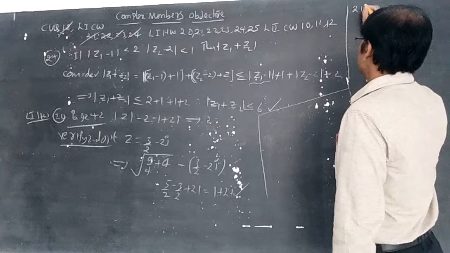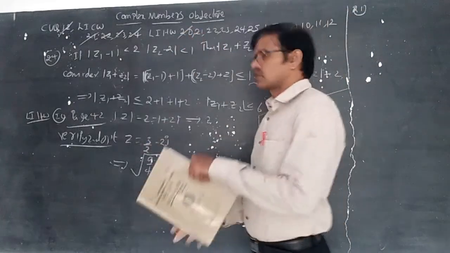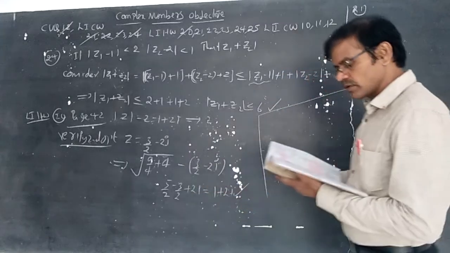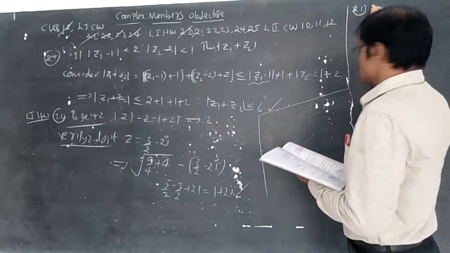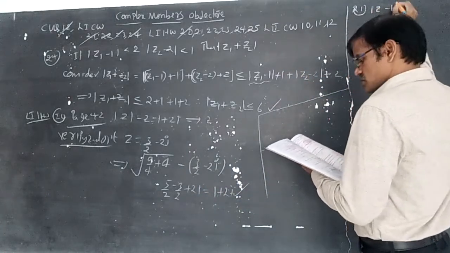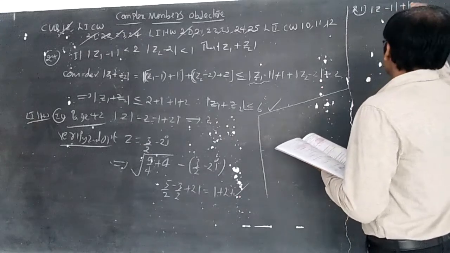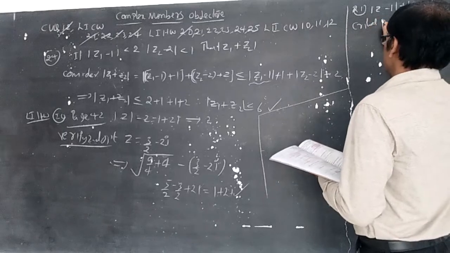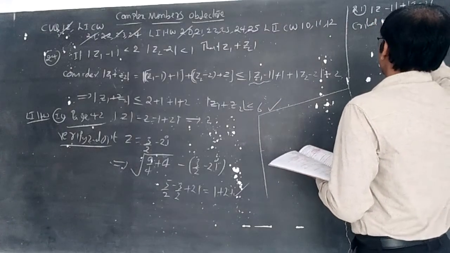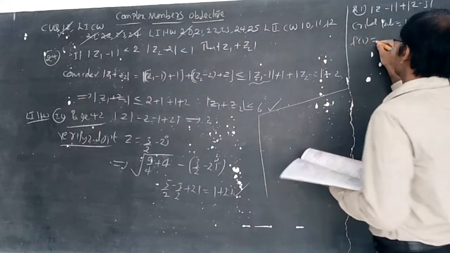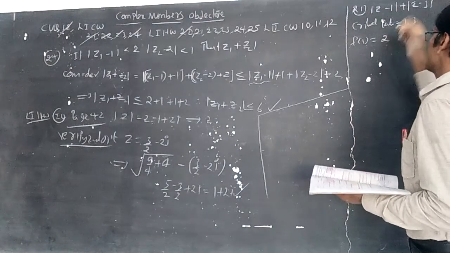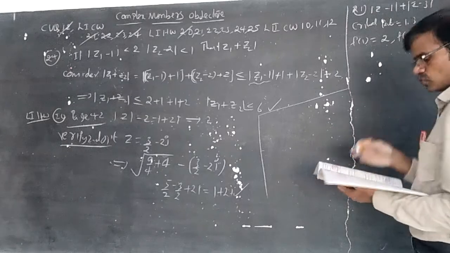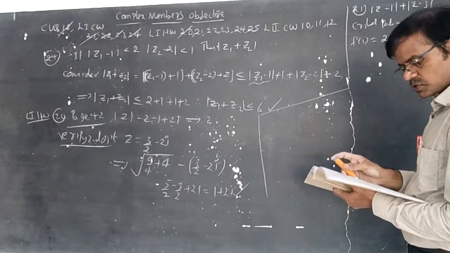Now the 21st question. Level 1 homework 21: minimum value of modulus of z minus 1 plus modulus of z minus 3. I think you can understand. Directly we can say that the critical points are 1 comma 3. f of 1 is equal to 1 minus 1 plus 1 minus 3, so f of 1 is equal to 2, and f of 3 is also equal to 2. So the minimum value is 2 for this question.